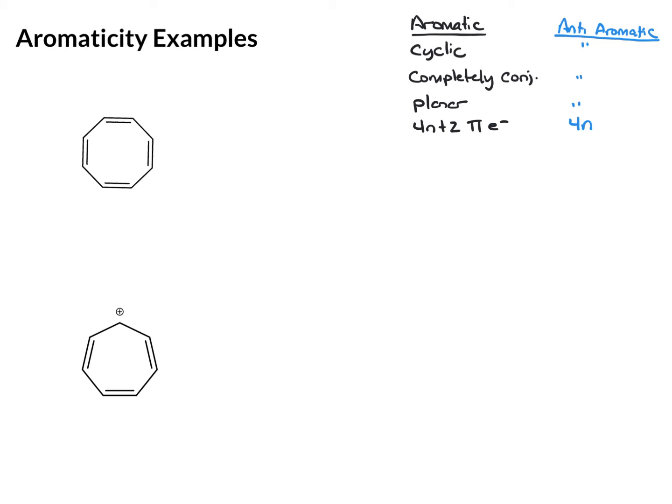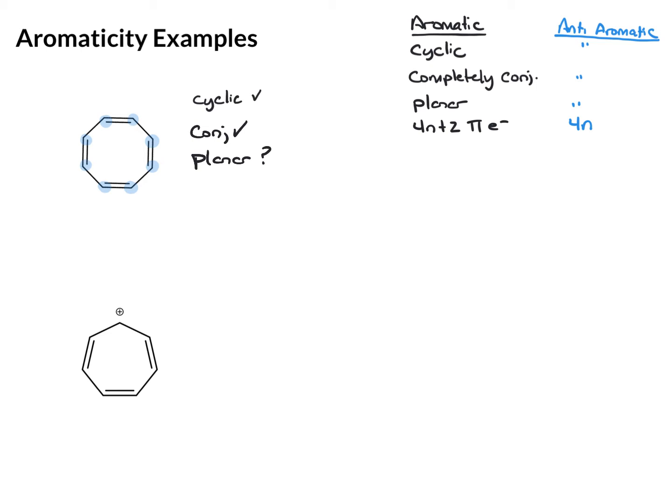In this next example, we have an 8-membered ring, and it is certainly cyclic. Next, let's see if it's completely conjugated. It's p orbital here, here, here, here, here, here, here, and here. So every atom in the ring contains a p orbital. It is completely conjugated. Next question, is it planar? That's not always an easy one to answer. So we're going to come back to that.